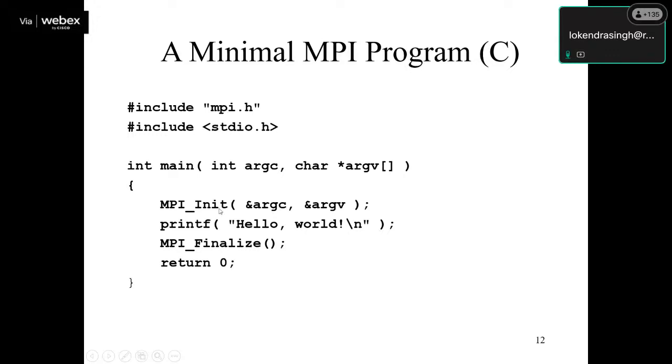First one is the initialization, and the next one is the finalize, which means you have to close the environment. So the main thing is how you can run these programs, and how many processes. Okay, we will see more complex programs in the next slide.